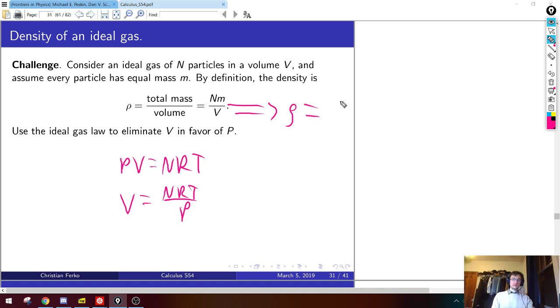Thus, we have nm over, well, nmp over nRT. For nRT, good. And I see that the n's are going to cancel, so I believe it's just mp over RT. Yeah, good, okay. Very nice.